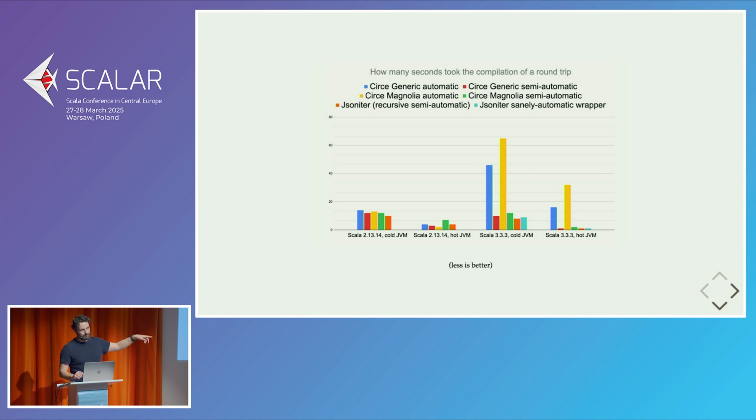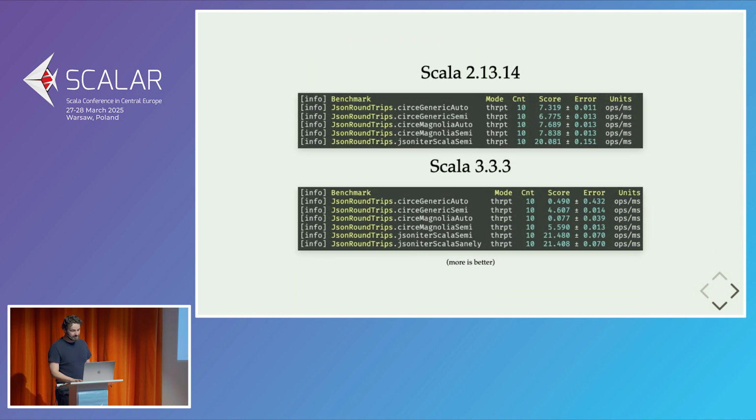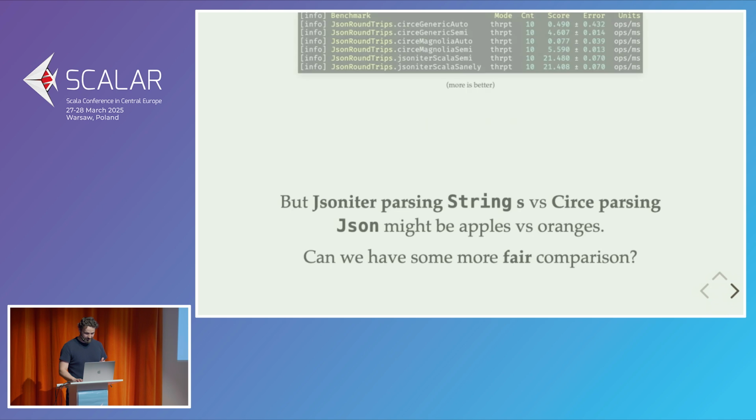This is the blue bar on the right. The compilation times on cold JVM are only slightly worse, but still better than whatever you're getting for semi-automatic derivation of Circe. But on hot JVM, basically you see no difference. So you have all the benefits of automatic derivation, but without all the overhead of automatic derivation. Similarly, in the benchmarks, there is no difference between this wrapper of mine and vanilla JSON eater. So it seems that we are onto something.